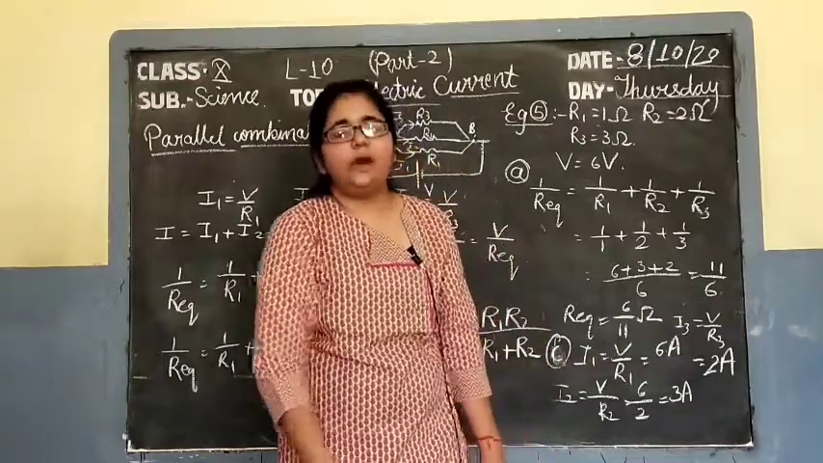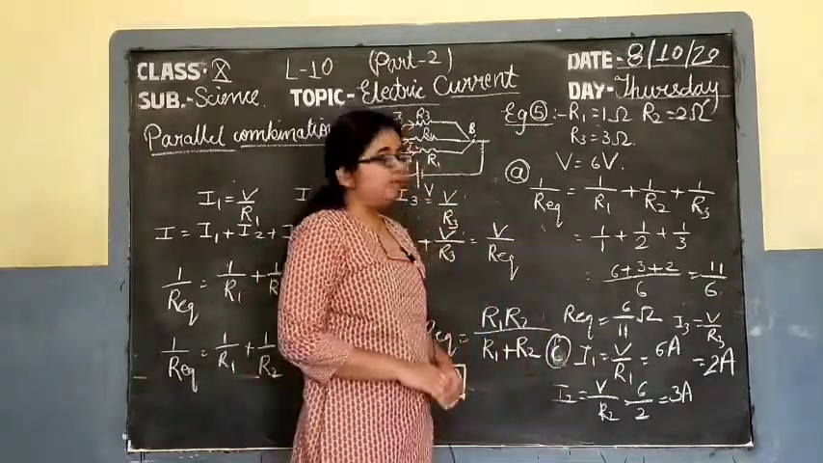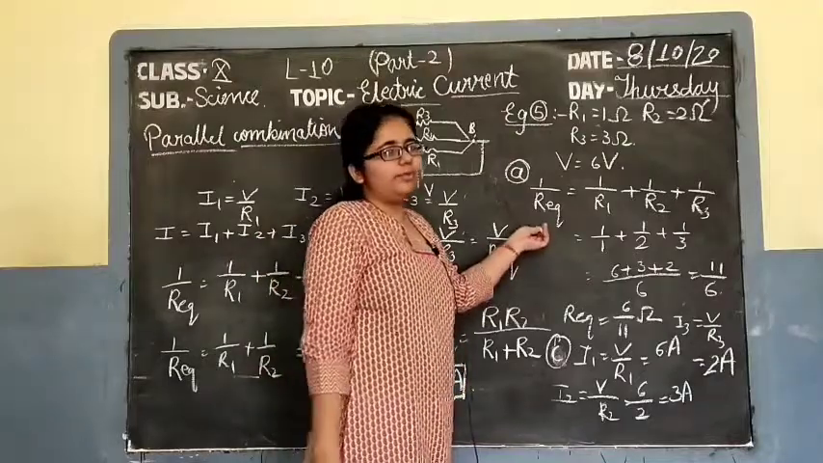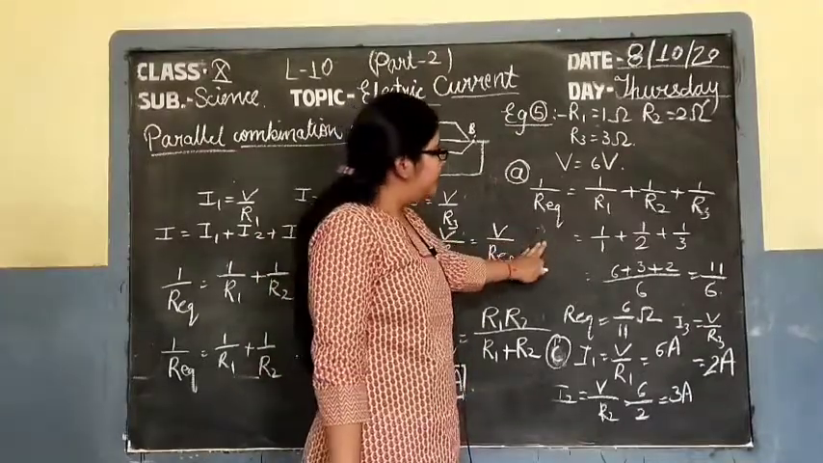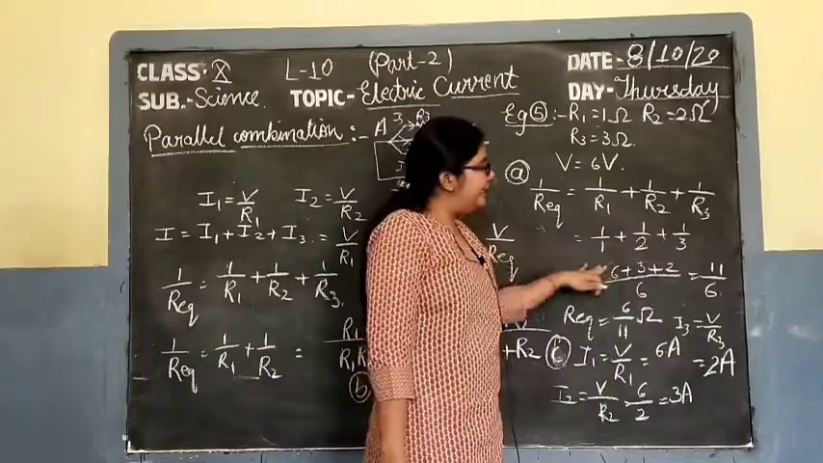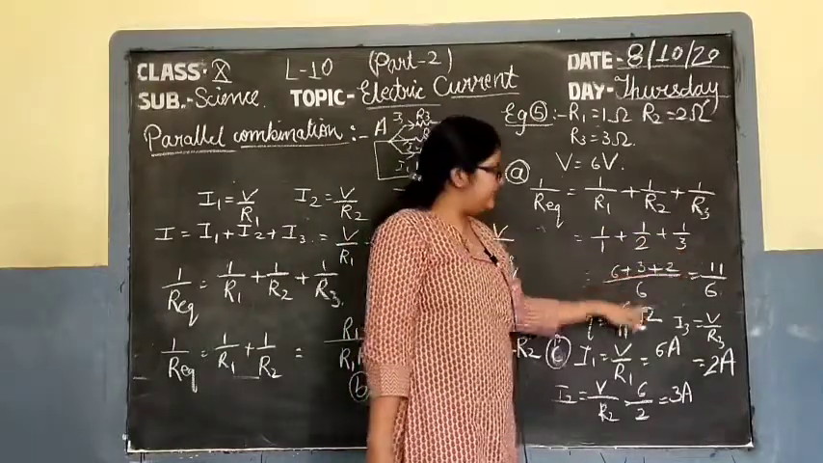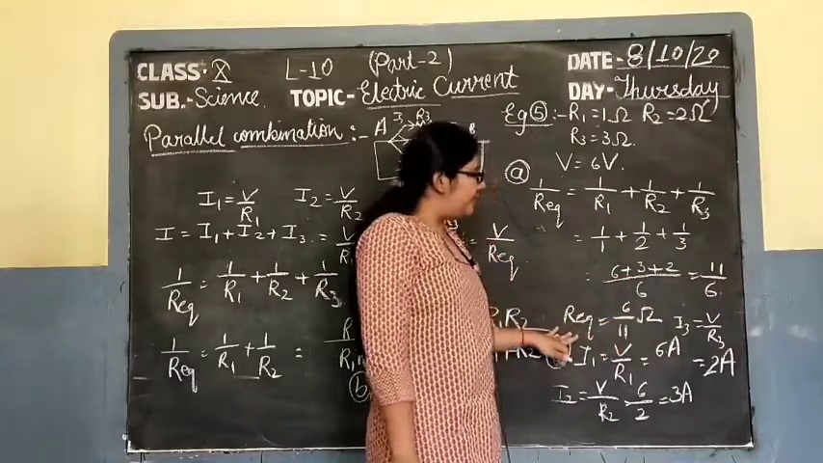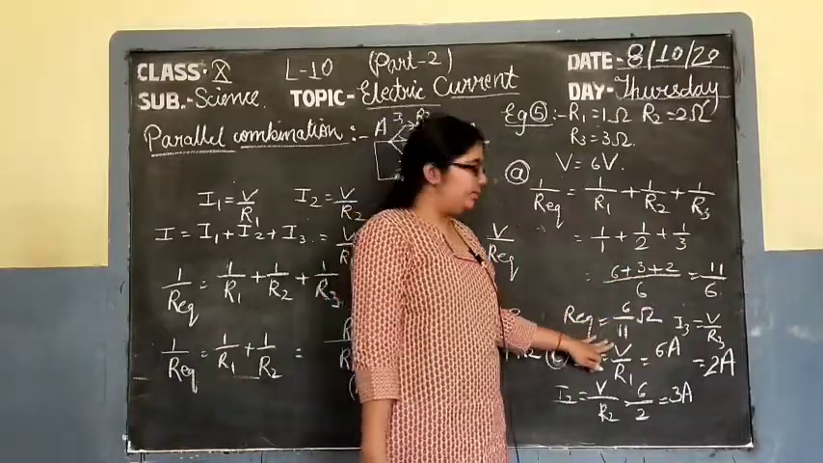So you have to find R equivalent of the whole parallel combination. So you will use the formula of parallel combination. Then by putting the values of R1, R2 and R3 and taking the LCM of 1, 2 and 3, that is 6, you will get the R equivalent, which is equal to 6 by 11 ohm.